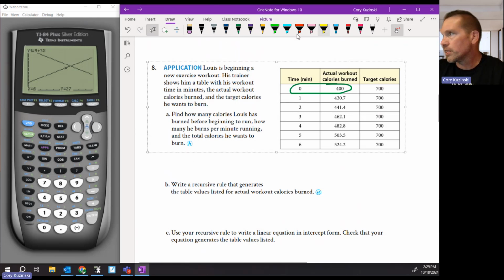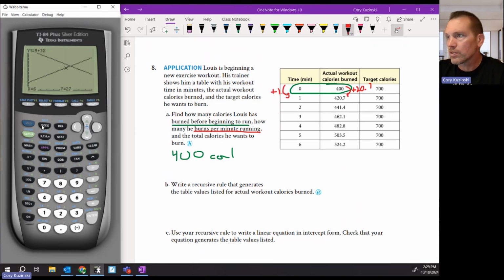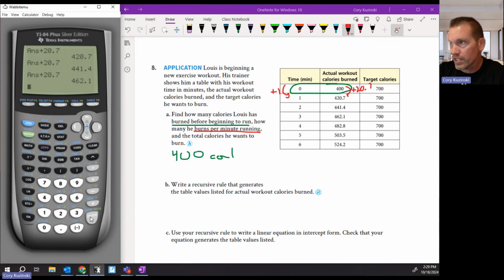Oh, wait. So they're asking us multiple things. I better get each one of them. So find out how many calories is burned before beginning to run. That's 400. And then how many burns per minute while running? Well, let's do this. 400 calories. And then while running, he does, what's this? Plus 20.7 every minute. And do a recursive rule to check this. So let's go second quit. Let's just do 400. Enter. Plus 20.7. That gives me 420.7, 441.4, 462.1, 482.8. So it's 20.7 calories per minute.